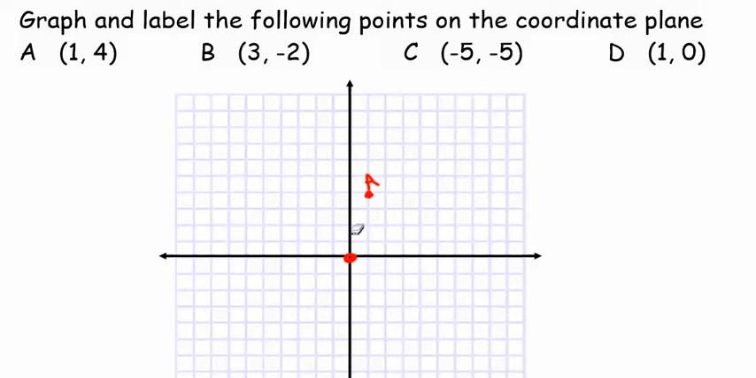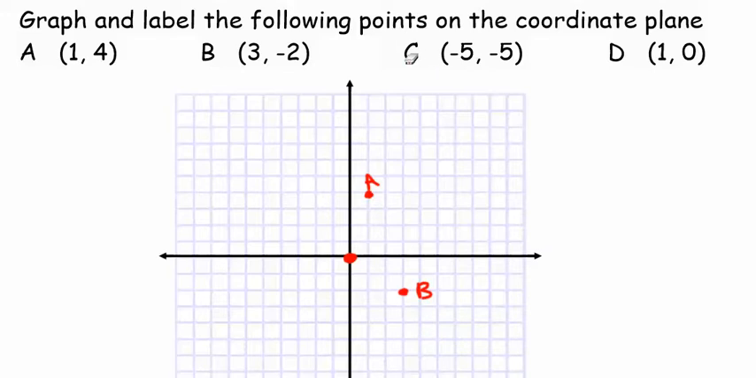Okay. All right, next, B is 3, negative 2. Always start at 0, 0. So I'm going to go positive 3, 1, 2, 3. But then I'm going to go negative 2. So negative is going to go down, 1, 2. All right, so this is point B.